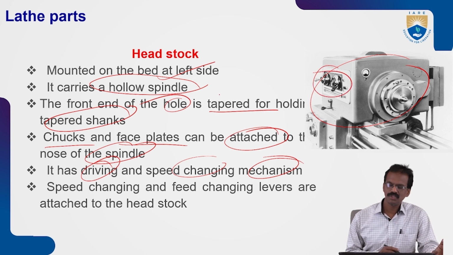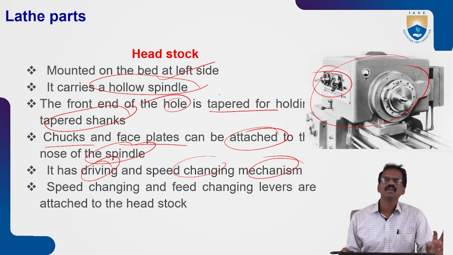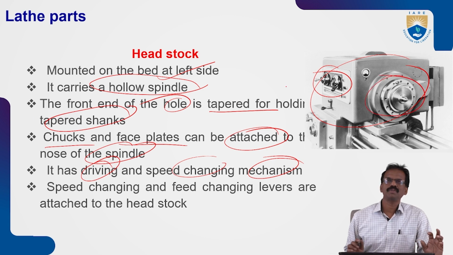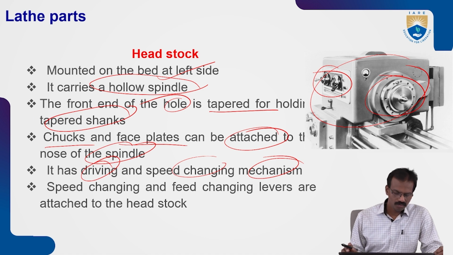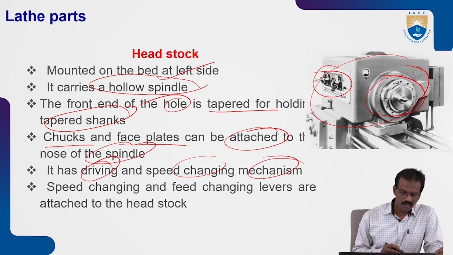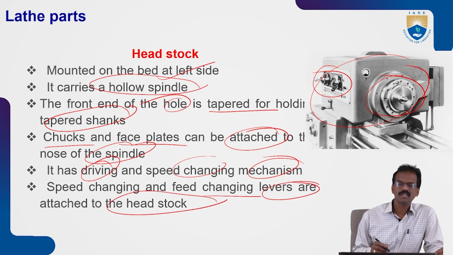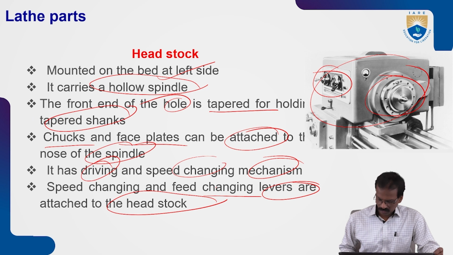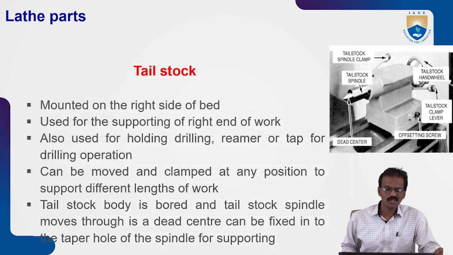Here, these are the levers to change the speed of the spindle, chuck speed, or rotating workpiece speed. So all our levers are accommodated on the headstock. Next, speed changing and feed changing levers are attached to the headstock. So the next part is the tailstock.